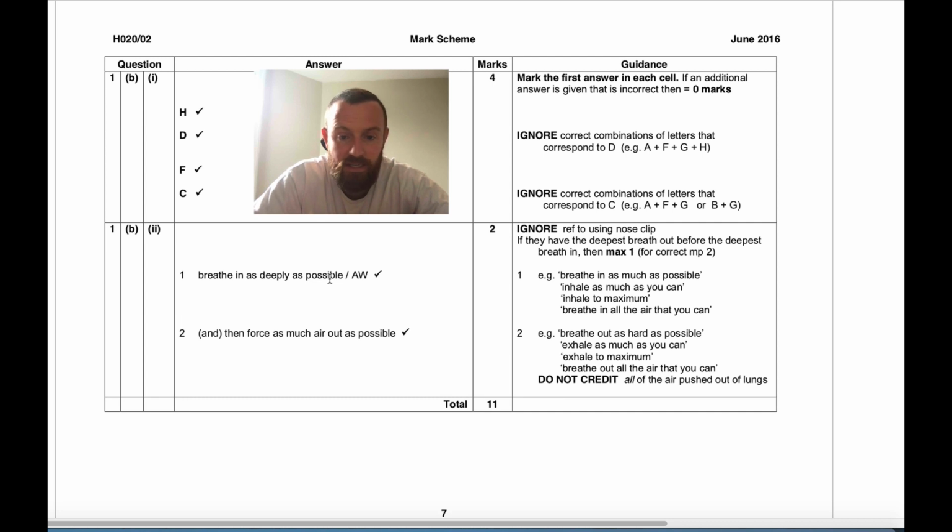Okay, so yeah, breathe in as deeply as possible and then force as much air out as possible. Interesting. Always look at the ignore or the do not credit, because these are the things that we can easily mistake if we don't speak correctly. Do not credit all the air pushed out of lungs. Why not? Well, because you can't push it all out of the lungs because of that residual volume that will stay there. Okay, just the maximum possible, not all.